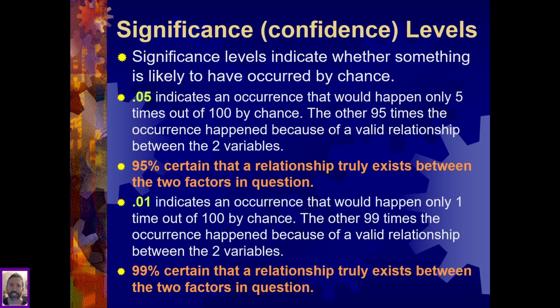99% confident versus 95% confidence. So if you can validate your answer at the 0.05 level, then definitely you're going to want to validate your answer or your level of significance at the 0.01 level. Okay, that is indicating a 99% level of certainty.